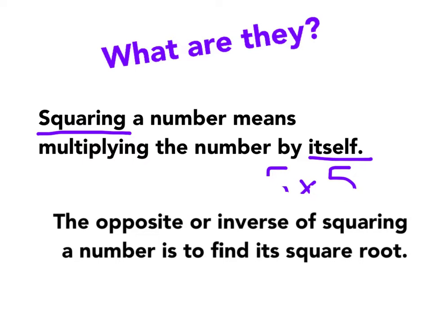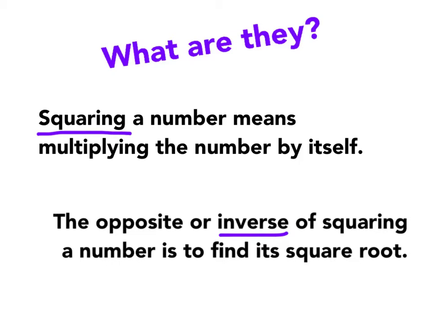That's squaring a number, finding the square. What do I do when I'm finding the square root? I'm doing the opposite. It's pretty straightforward. We have a fancy word in mathematics for opposite, and I want you guys to start using it. It's called the inverse. So the inverse, or the opposite, of squaring a number is to find its square root.